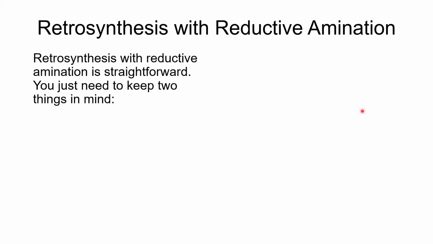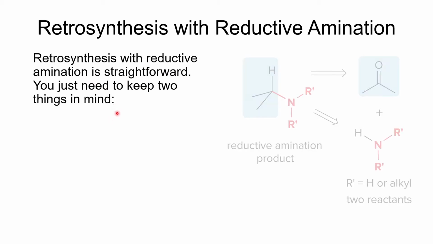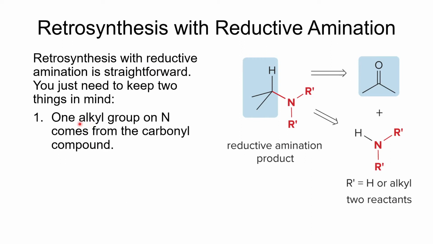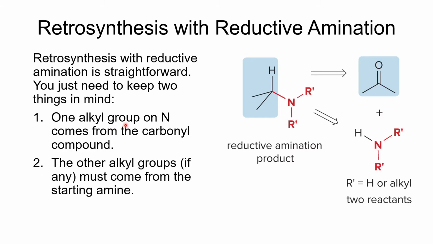We're going to look at doing retrosynthesis with these. So we'll talk about retrosynthesis of these compounds using reductive amination. With the retrosynthesis, really, it's pretty easy. You just need to keep in mind two things. One alkyl group on the nitrogen comes from the carbonyl compound, and any other alkyl groups are going to be on the nitrogen to begin with.